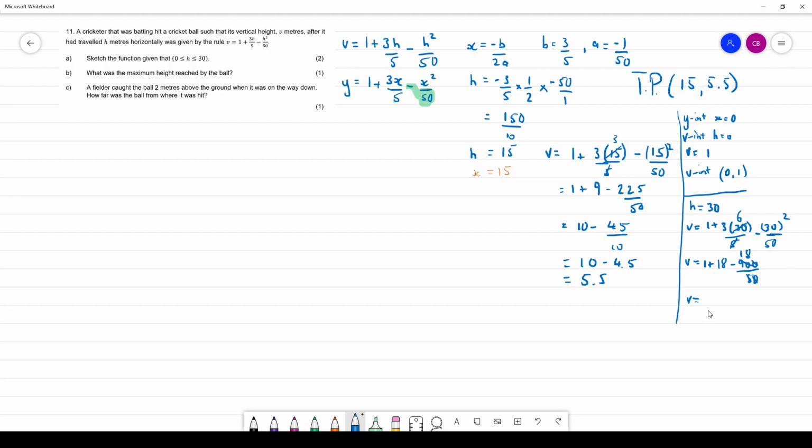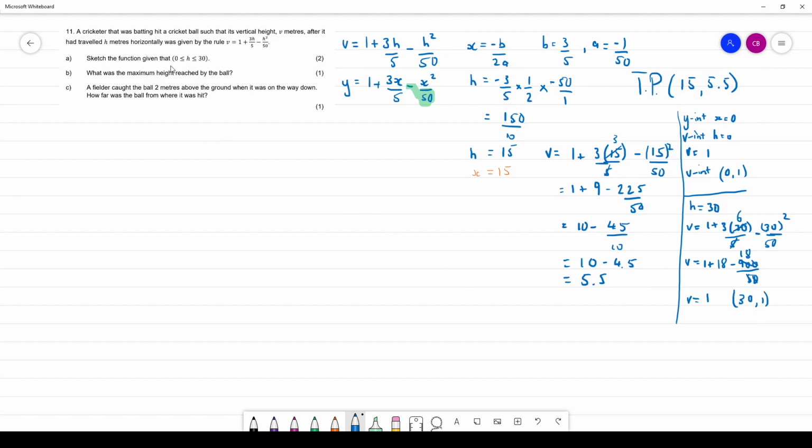Or not, you know. 1 plus 18 minus 18, that's just 1. Who would have thought the height will be 1 meter? Because our middle point was 15, and we're doing it 15 on either side of 15. So our vertical height v should be the same. So we've got our ending point, which is 30, 1.